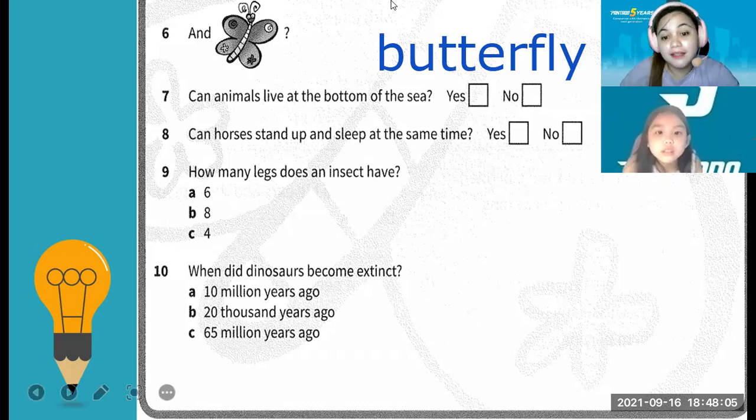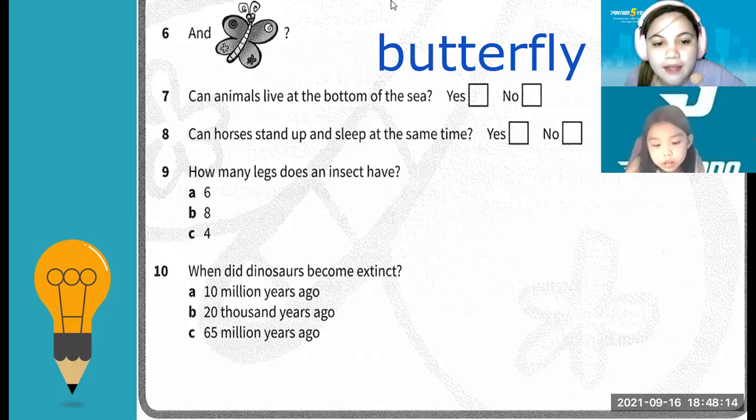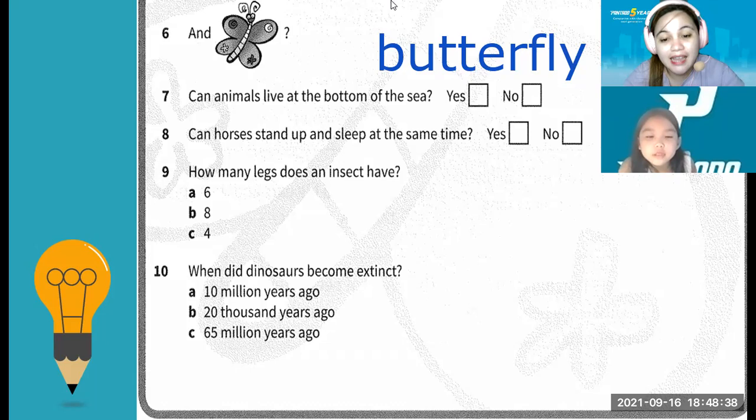Can animals live at the bottom of the sea? No. Okay, next one. Can horses stand up and sleep at the same time? Yes. So how many legs does an insect have? Six. Okay. When did dinosaurs become extinct?